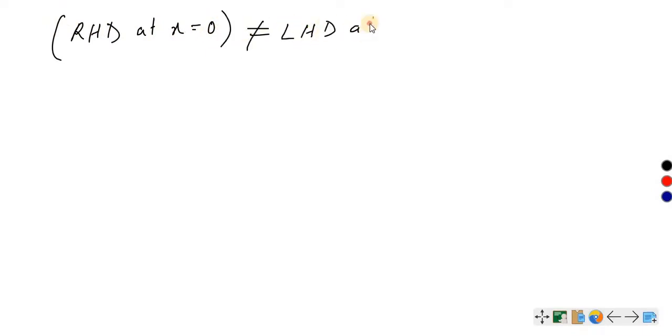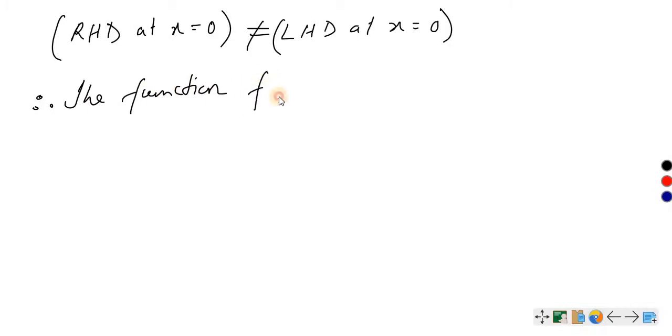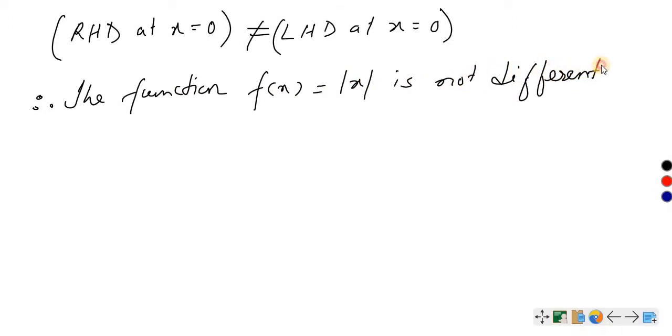Hence, the right hand derivative at x equals 0 is not equal to the left hand derivative at x equals 0. Therefore, the function f of x equals modulus of x is not differentiable at x equals 0. So this is what we have shown.